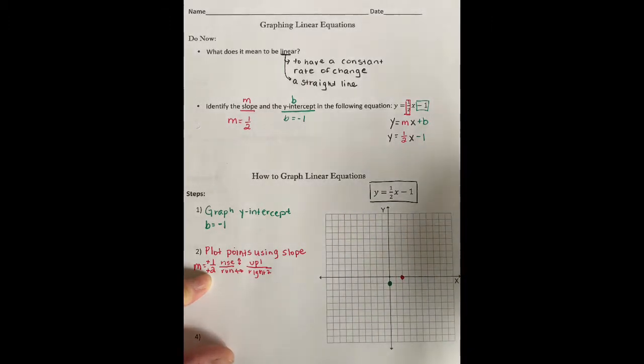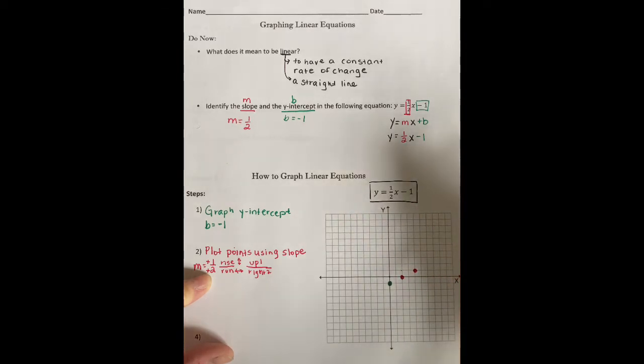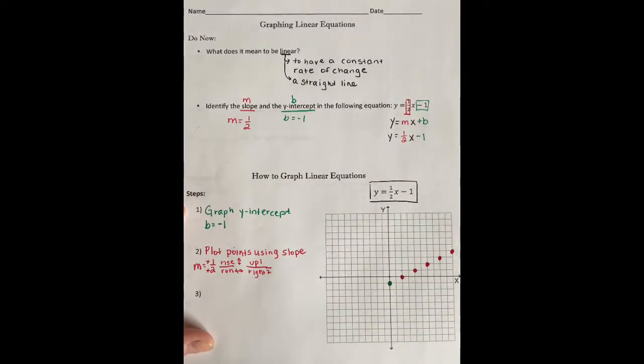Then I'm going to continue that. From that point, I'm going to go up 1 and right 2 to plot that point. And continue that pattern. Up 1, right 2. Now, if I wanted to go in the other direction, we are going to do the complete opposite.